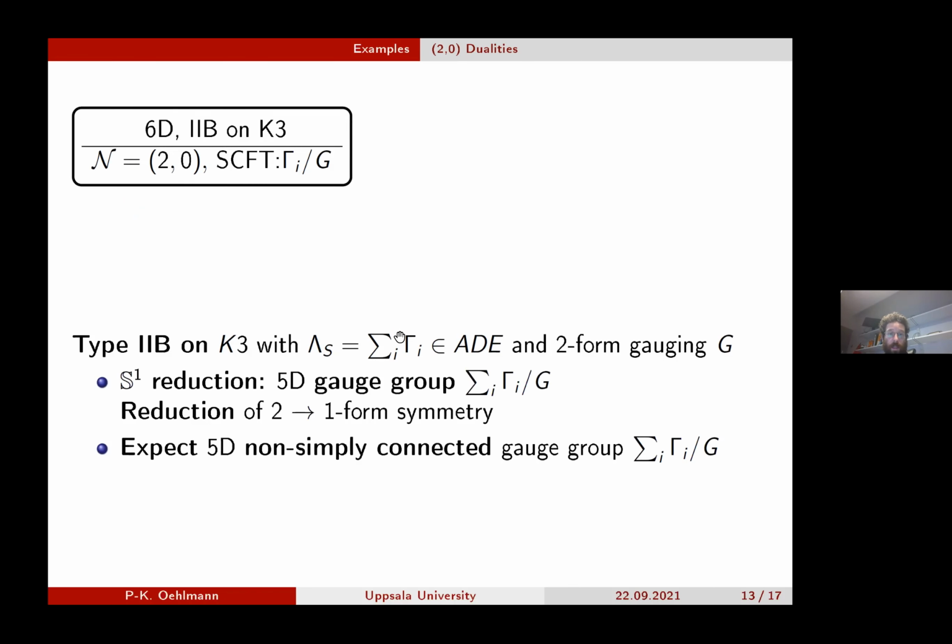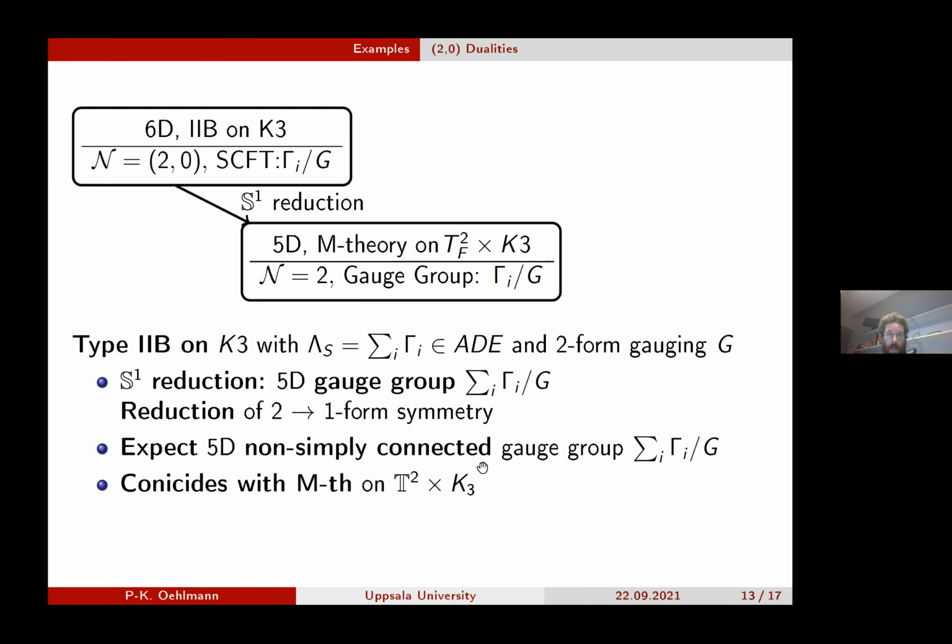And what I can do is compactify this theory on another circle. Because if I compactify a (2,0) SCFT on a circle in 5D, I will get a 5-dimensional gauge group of the same ADE type as the SCFT in 6D. And moreover, the two-form symmetry that I had in 6D will reduce to a one-form symmetry. And you, of course, expect the same thing to hold true for the gauging. So what we expect is that in 5D, upon the circle reduction, we will get a non-simply connected gauge group, which is of the same type, the sum over gamma_i's mod G.